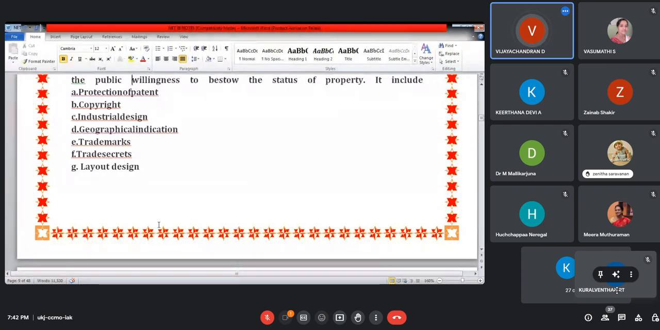So the geographical indication. Also, as you know, basmati rice. For basmati rice, the right went to the USA. But we got the right for the neem tree and turmeric. That will be retained by India only. But for basmati rice, we couldn't get the right. That is with the USA.